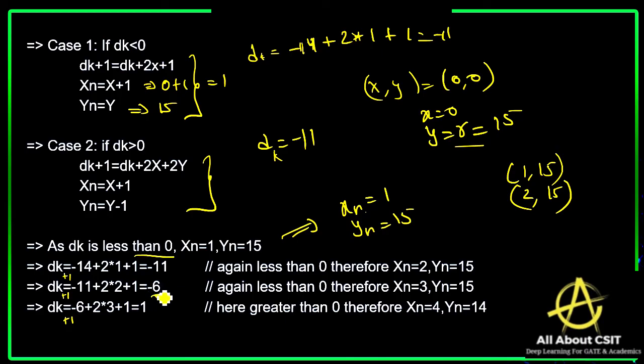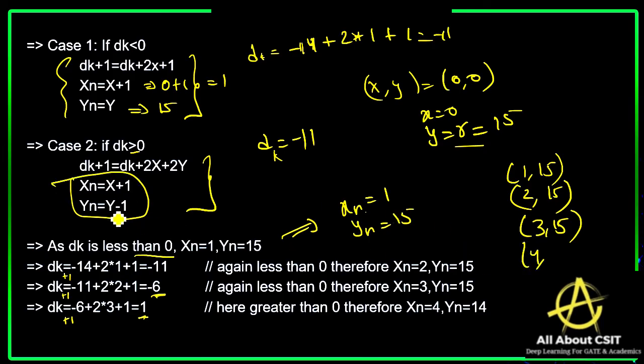Whenever this value dk plus 1 is less than 0, what do you have to do? Perform the same operation and you will get 3, 15. This time you will get the dk value as 1. 1 means greater than or equal to 0. That means you have to perform this calculation: xn is equal to x plus 1, that is 3 becomes 4, and y minus 1. Y means 15, 15 minus 1, 14.